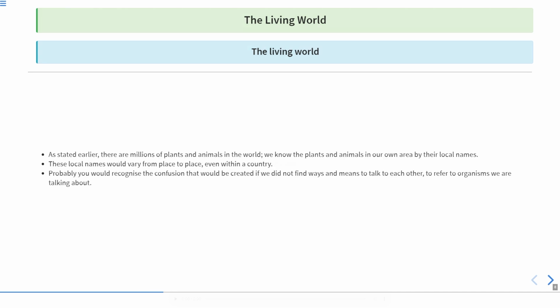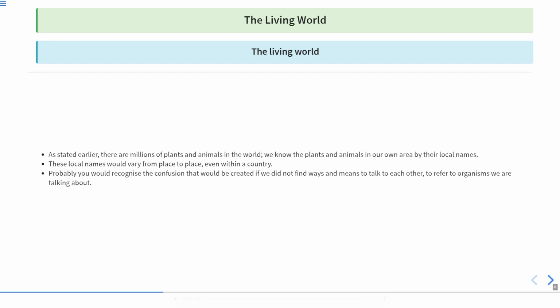So, as stated earlier, there are millions of plants and animals in the world. And we know the plants and animals in our area by their local names. By the local names, we identify them. These local names would vary from place to place and even within a country. So if the people of any tribe are identifying any plant with a certain name, that is very local to their place only, and for a country we have one English name.